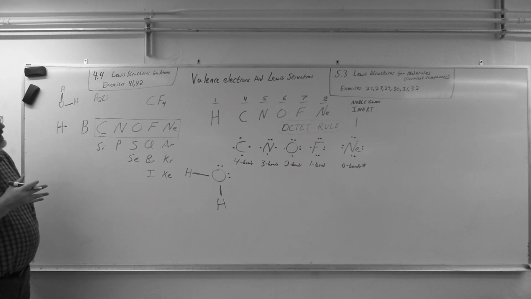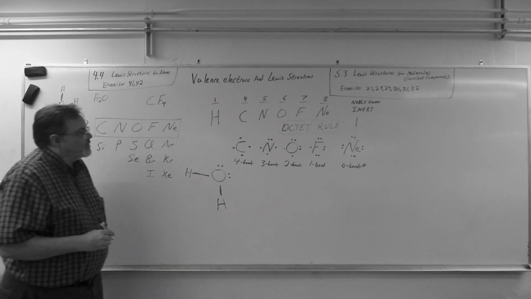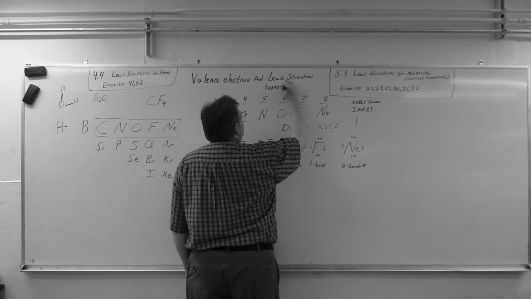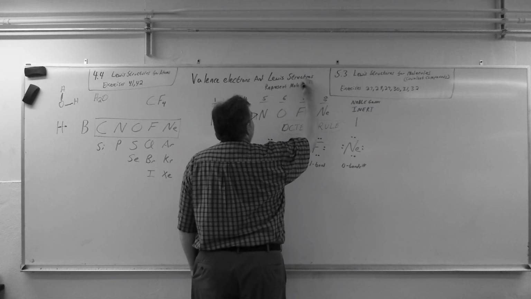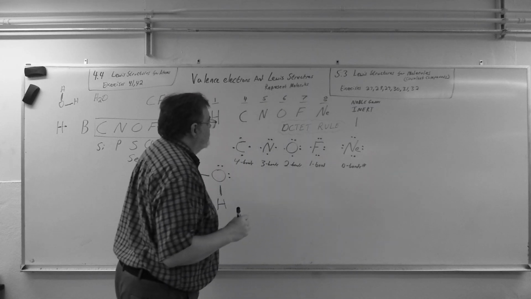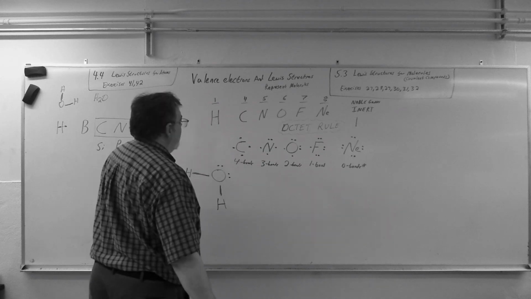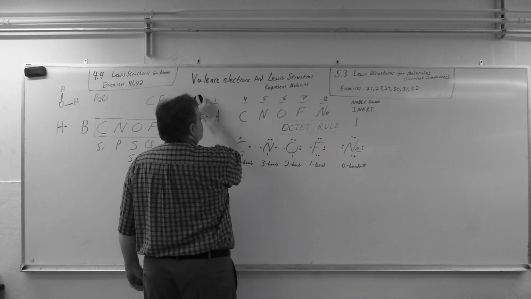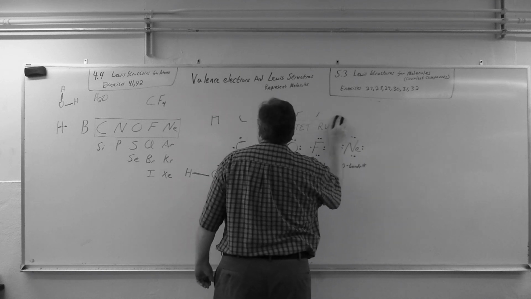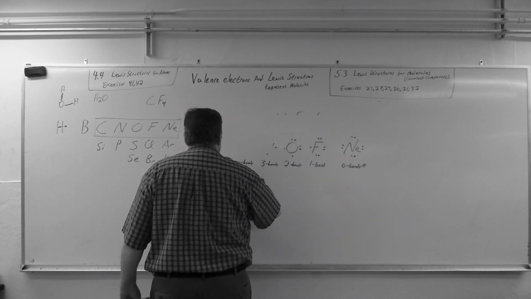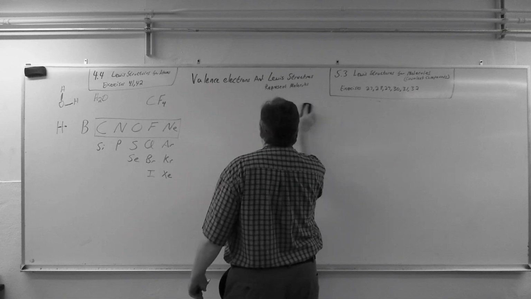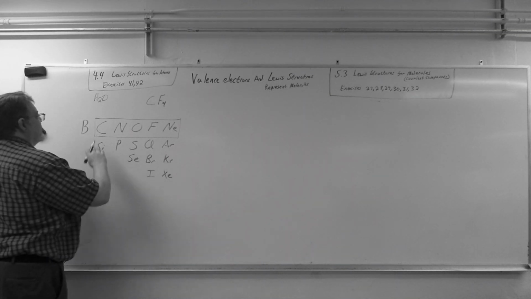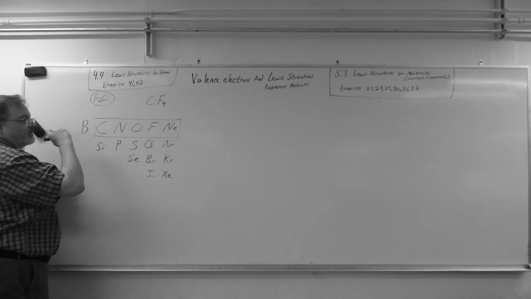All right, that's what valence electrons are. Lewis structures are just a way of representing molecules. So, let me revisit water and just say, if I walked up and said H2O, what do you think the structure of that is?